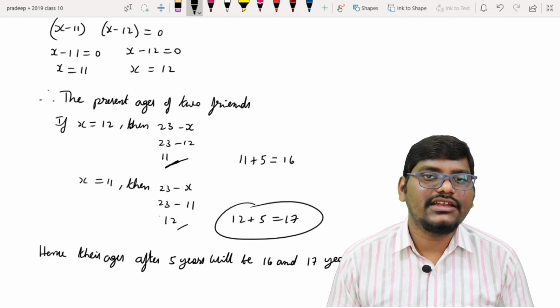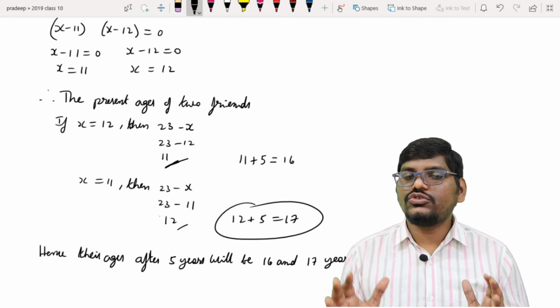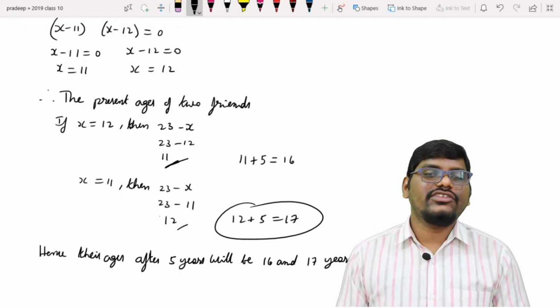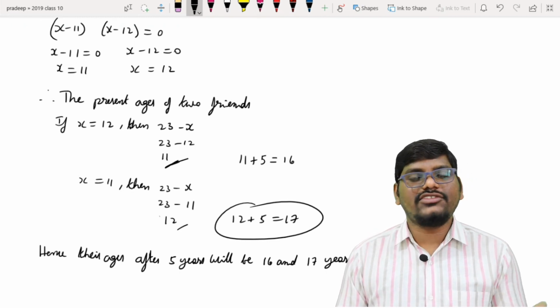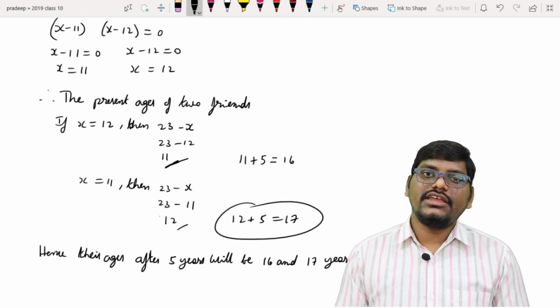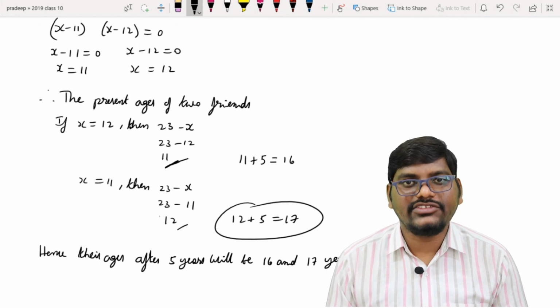I hope this is very clear to you. So just go through all these questions and try to understand properly, as many of the questions in your board exam will be coming from the last year's papers. So if you can solve this properly, then definitely you can get a better score in the examination.